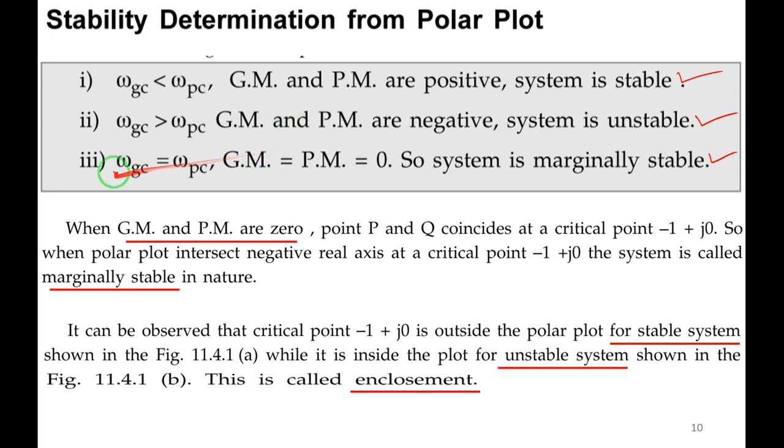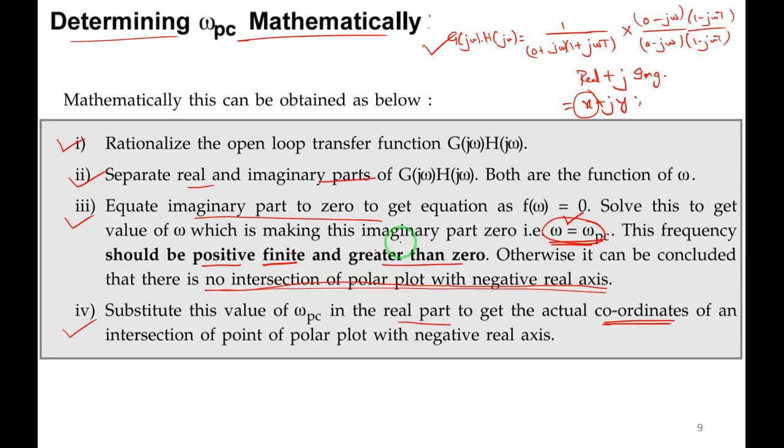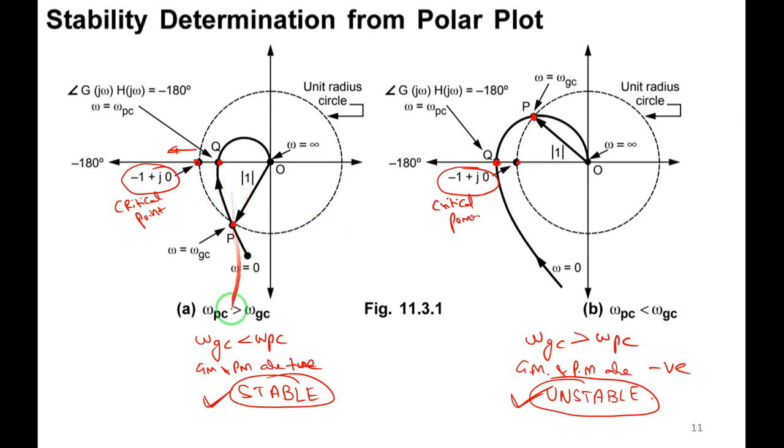Then next, the third case. First case is over, second, third case: omega gc is equal to omega pc. At that time, gain margin and phase margin are zero, and so system is marginally stable. When omega gc equals omega pc, what changes do I have to make in the diagram? This is for omega gc less than omega pc, figure B for omega gc greater than omega pc. For the next, I will change the ink color: figure C, for omega gc equal to omega pc. How should the polar plot be? I will draw here for one, I will not draw for all.